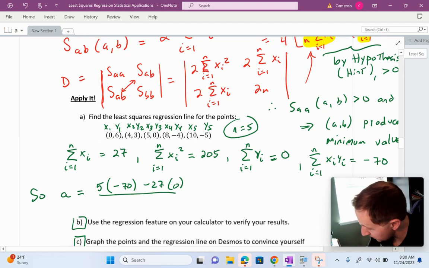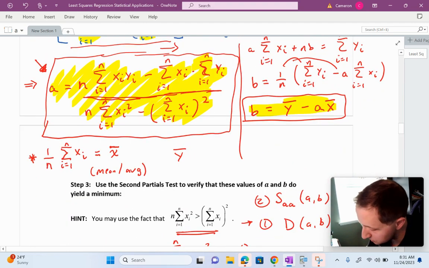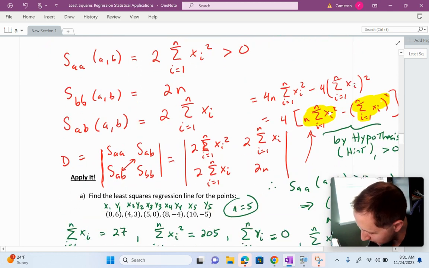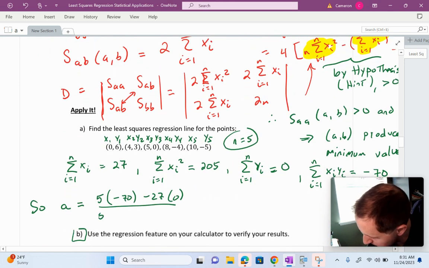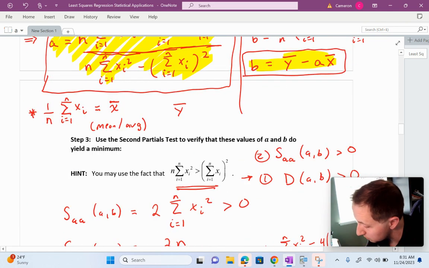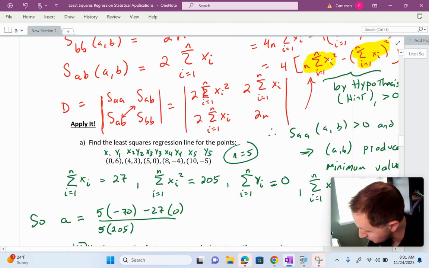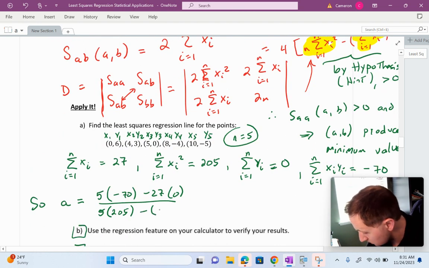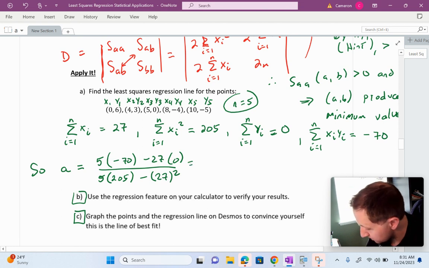all divided by, I think it was n times the sum of xi squared, so 5 times 205, minus the sum of xi all squared, so minus 27 squared. And if you throw that into your calculator, you would get negative 175 over 148. So there's my estimate for the slope.